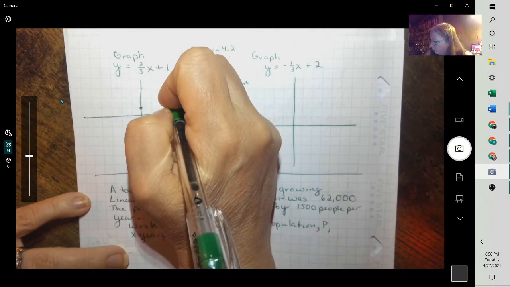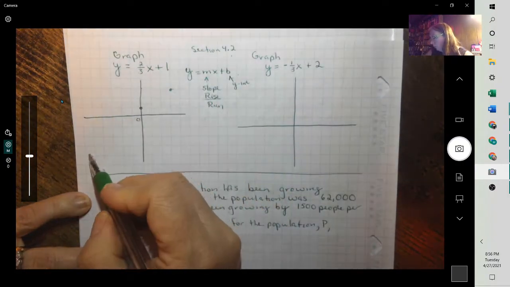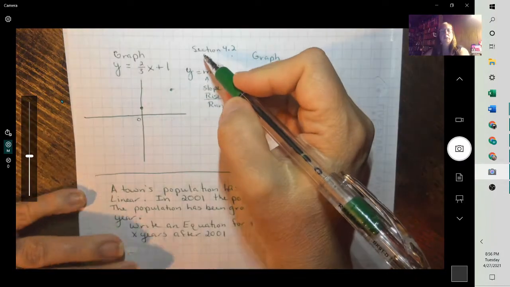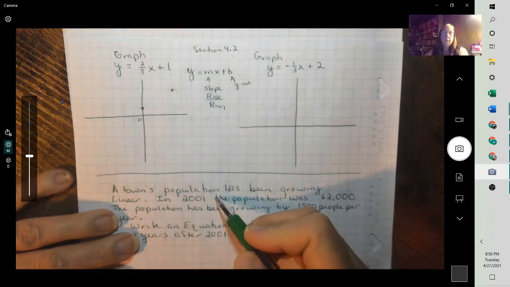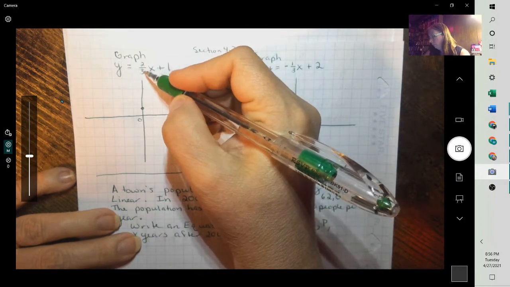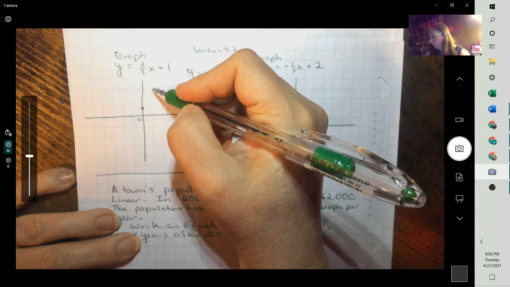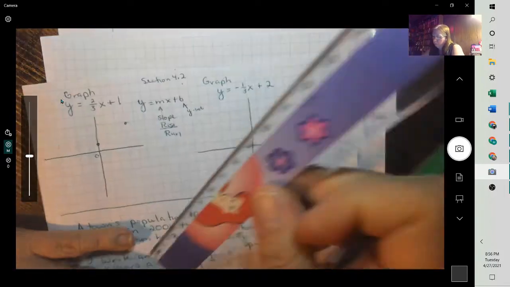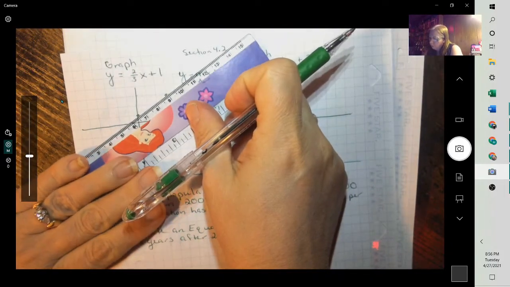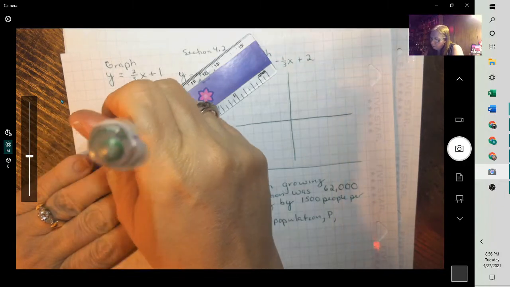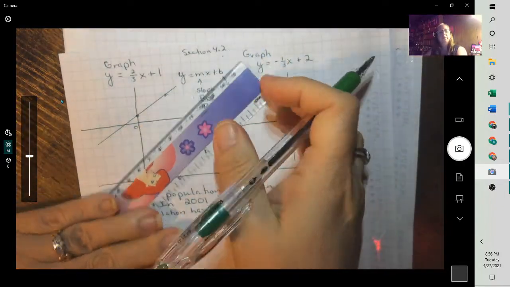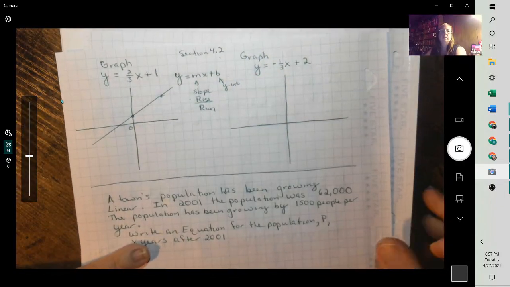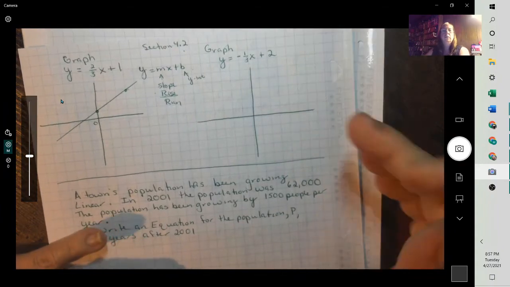Now when a slope is positive, like this one is, your line should be going up. If a slope was negative, it will be going down. But you rise over run, up 2 over 1, 2, 3. And then you can draw your line. There's your line.